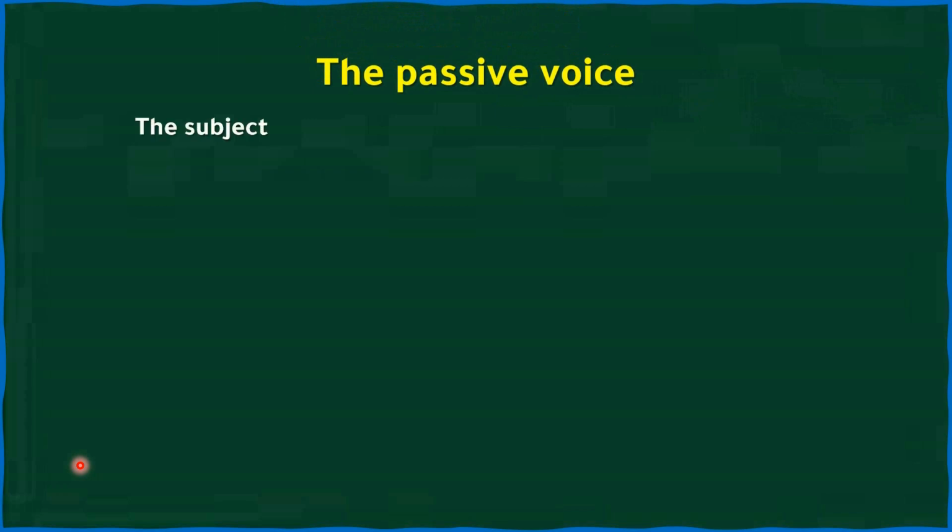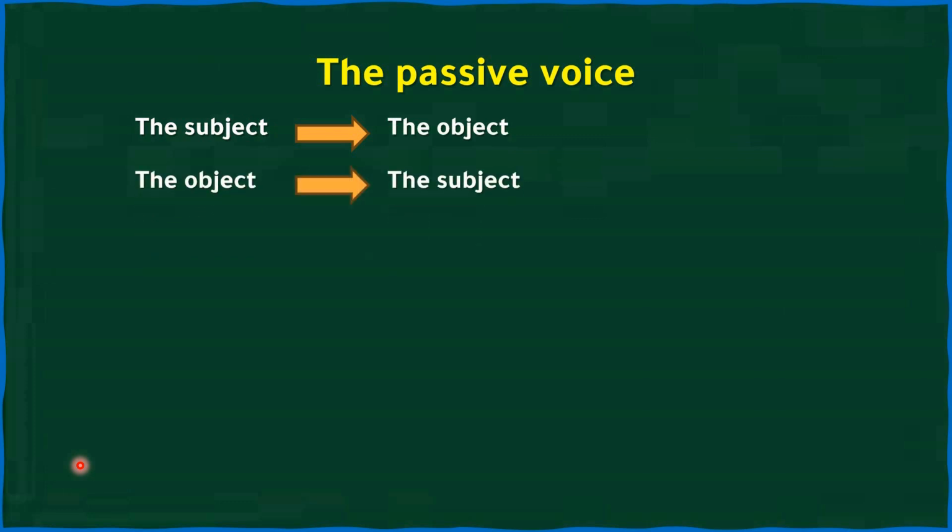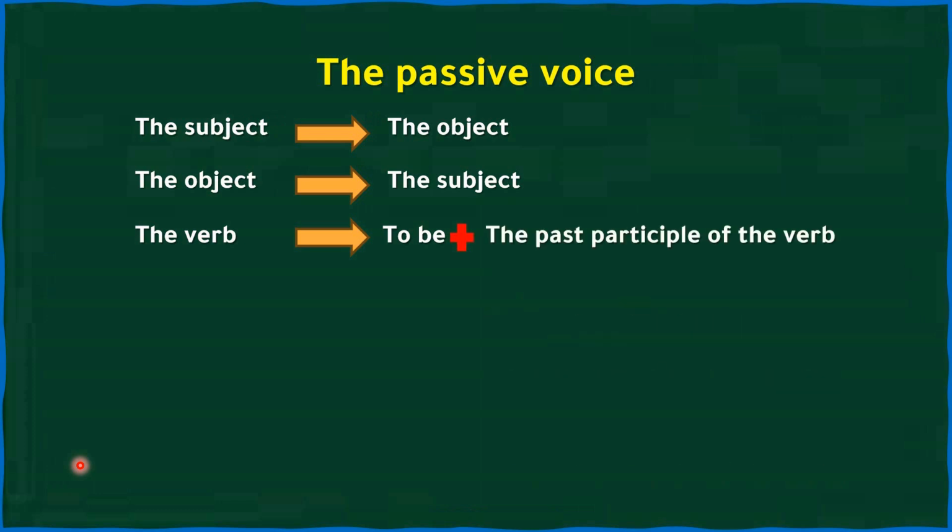So in the passive voice, the subject becomes an object, and the object becomes a subject. For the verb, in the passive, we add the verb to be to the main verb, and we put it in the tense mentioned in the active form, plus the past participle of the verb.